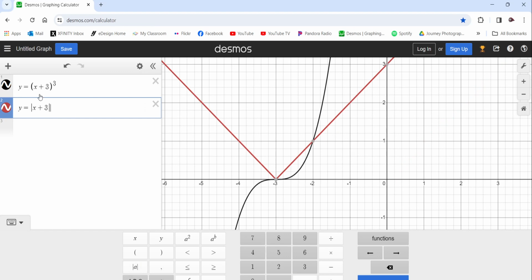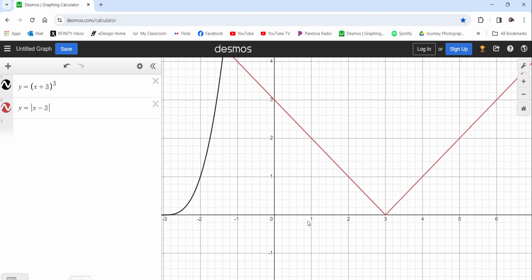Did it do what you thought it would do? Yeah, because if it's a plus, it's going to move it to the left. If I change this to a minus, it's going to move it where? To the right. And that is translations. We still didn't quite finish. If I had 5 more minutes.